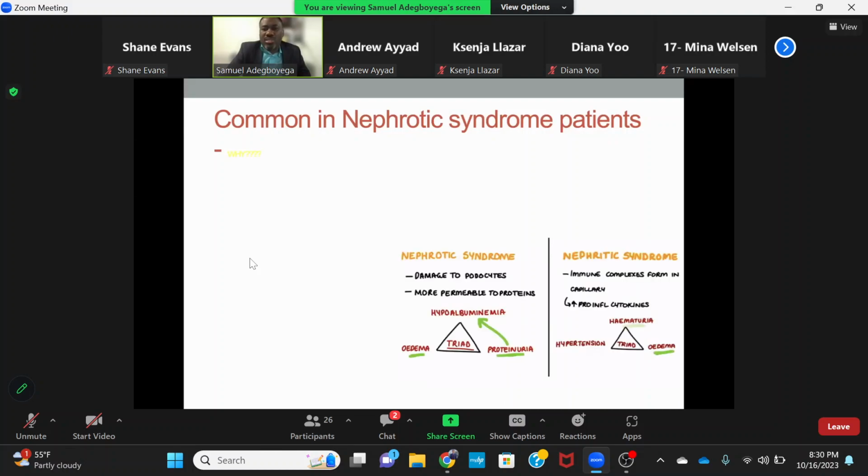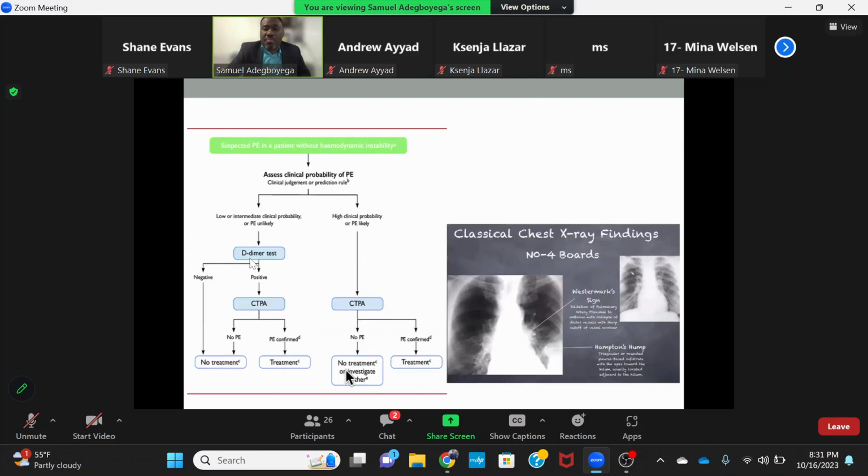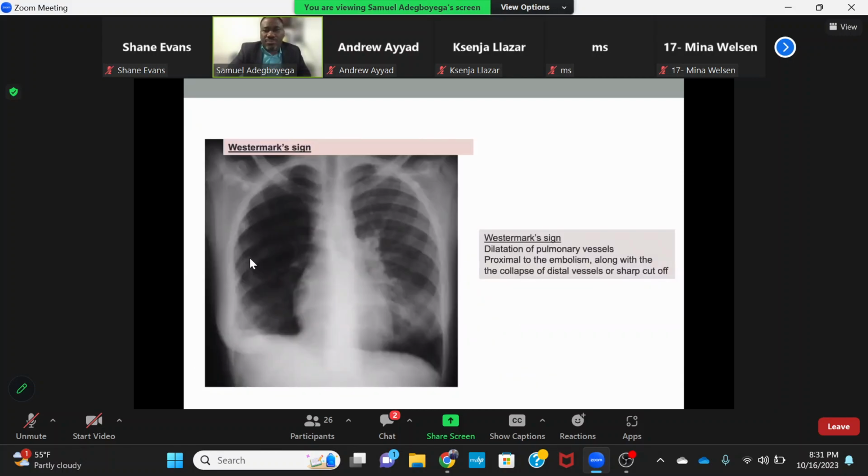What is the best way to diagnose PE? Anyone? CT angiography. CT angio. And also on the EKG, which is not that common, but in case you see it, there's something called the S1Q3T3. You should know that is pathognomonic for PE, pathognomonic. Okay.